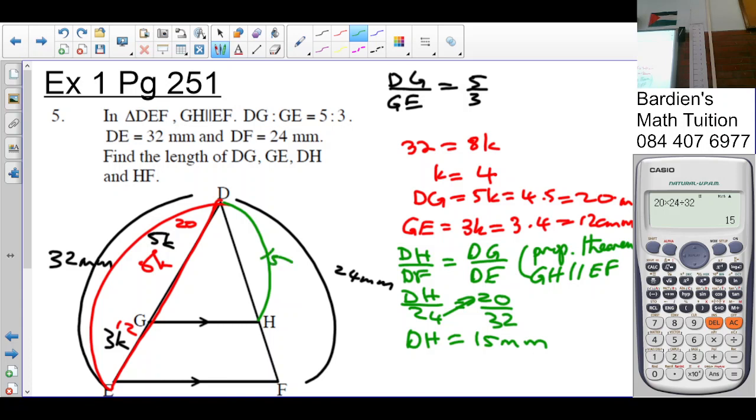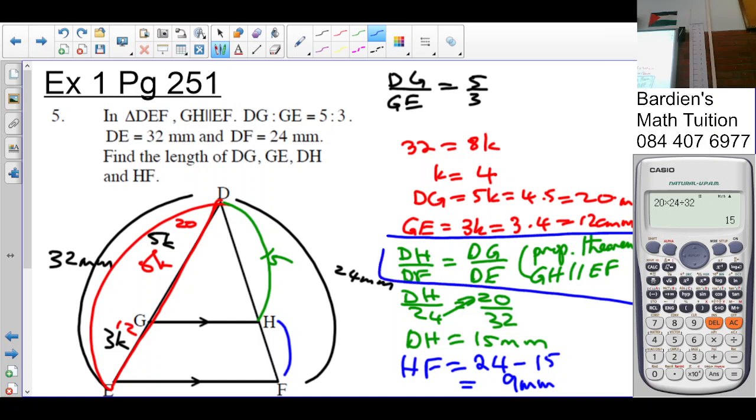Then, let's change the color. They want us to work out HF, which is this length here. So how do you think we're going to work out HF? 24 minus 15, which is 9 millimeters. And you see, this is geometry we're working in, and that's the only reason you need it. When you're talking about lengths and stuff like that, you don't need that reason. Does it make sense, people? Okay.